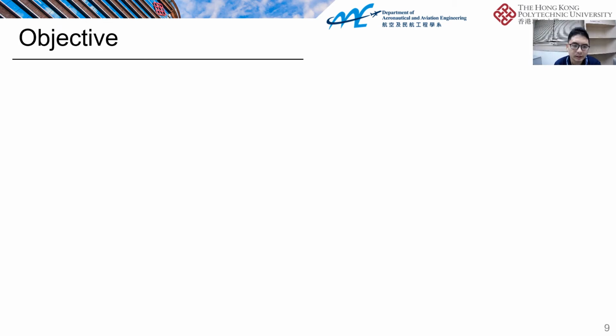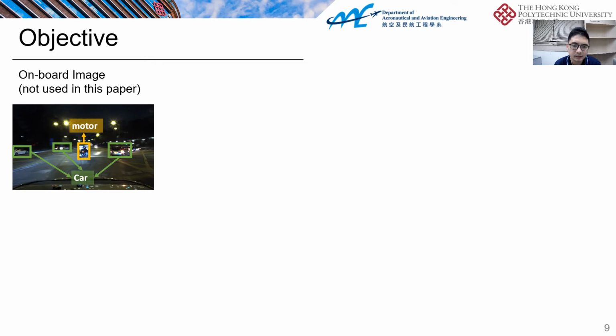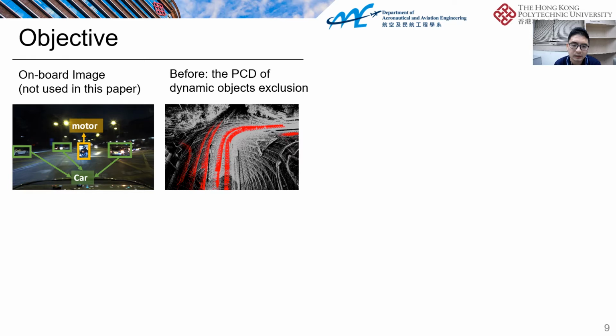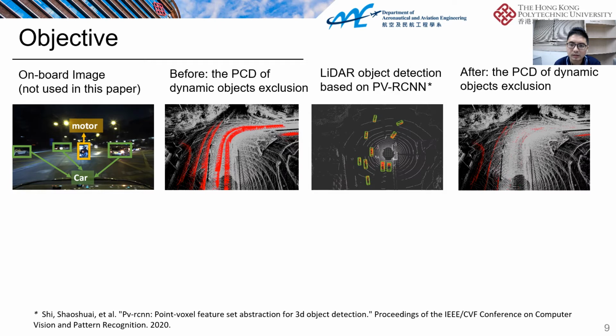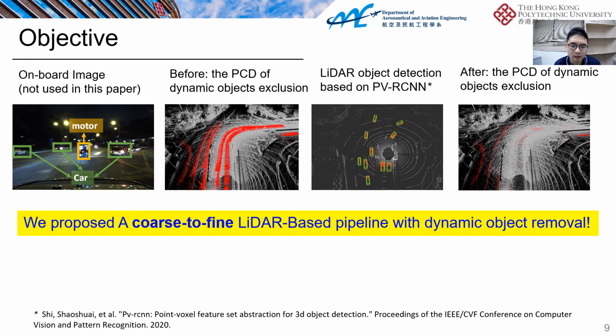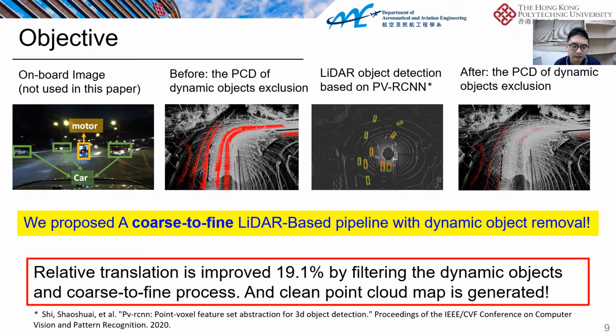There are numerous dynamic objects in the dense urban canyons, so if we don't remove them, they will remain in the mapping result. So we implement an object detection method based on PV-RCNN, so we can detect the dynamic objects. After that, the mapping result is clear with the dynamic object exclusion. So our objective is to propose a coarse-to-fine LiDAR-based pipeline with dynamic object removal. In our experiments, the relative translation is improved by 19% by filtering the dynamic objects and the coarse-to-fine process, and also a cleaner point cloud map is generated.